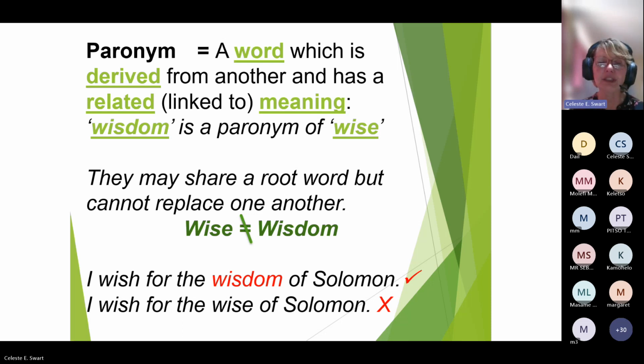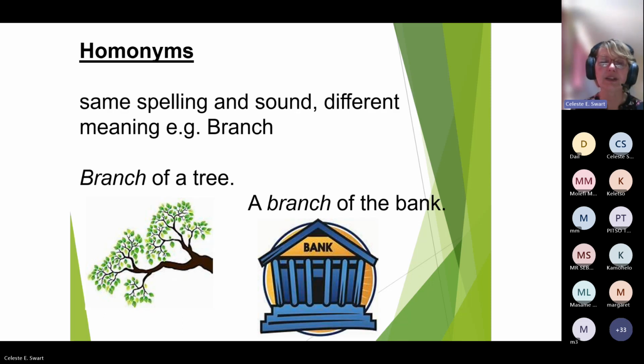For instance, if I were to use the next sentence, I would say, I wish for the wisdom of Solomon. And that's the correct use. But I cannot say, I wish for the wise of Solomon, it makes no sense whatsoever. So please be very careful about what you do and how you use them.